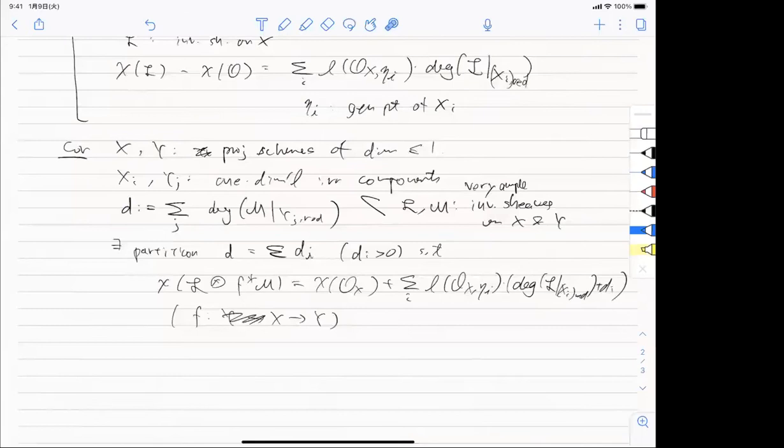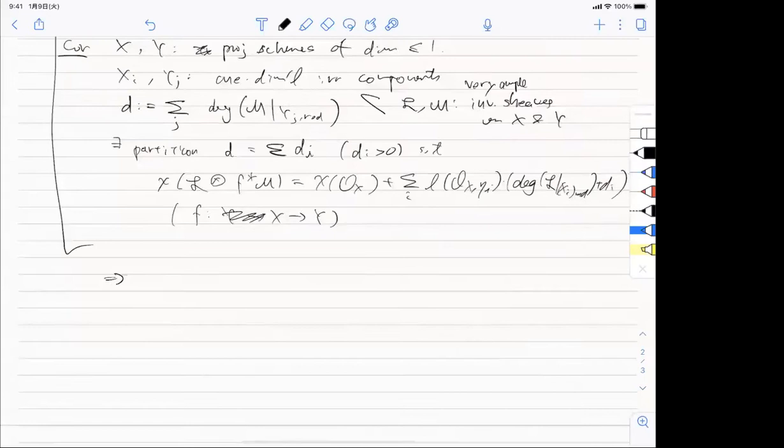And there are finitely many partitions of D. So from this corollary, there are only finitely many possibilities for the Hilbert polynomial of an isomorphism F from X to Y, if any.